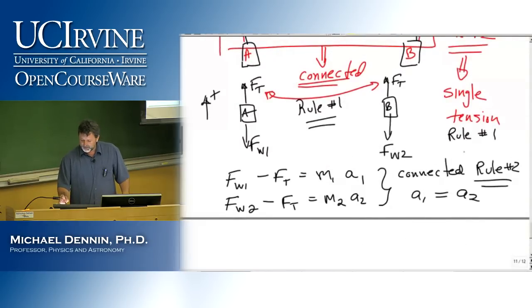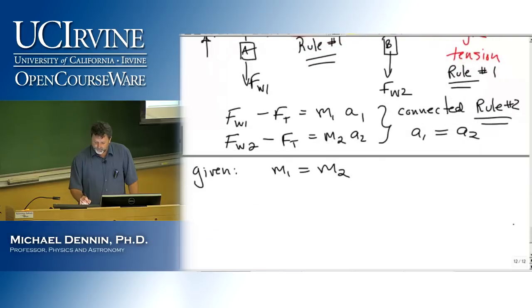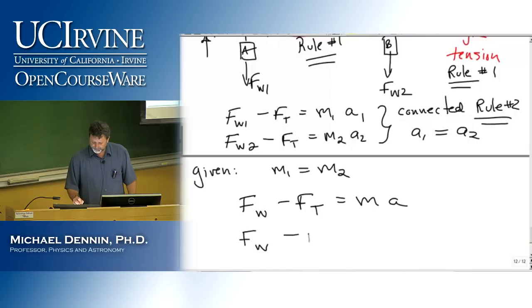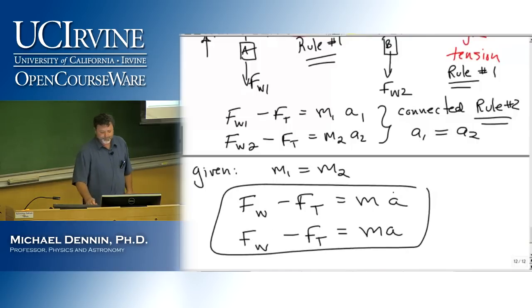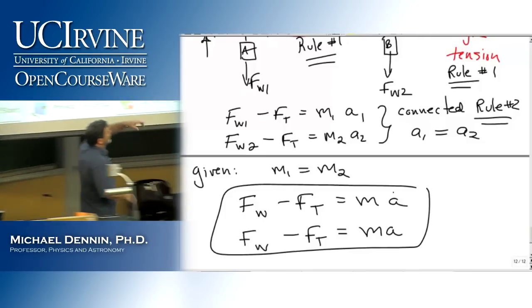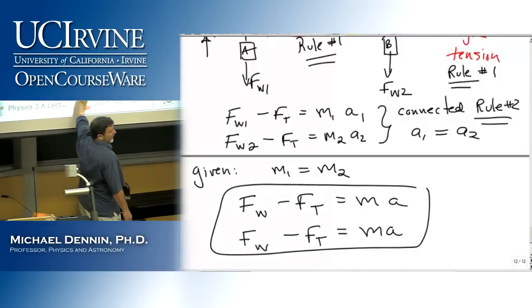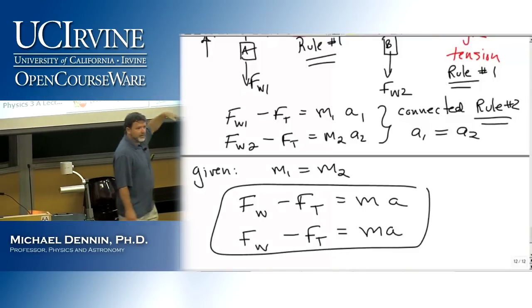So we got rule 1 and rule 2. In this case, we are given M1 equals M2. And so therefore, we end up with a single weight, a single tension, and a single acceleration. And things are much simpler. And from there, we can go on and do what we did when A was 0 and find out that that single tension has to equal the weight. Doesn't equal twice the weight, it equals the weight.